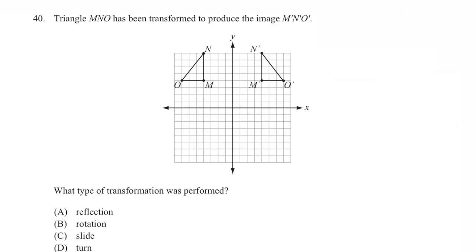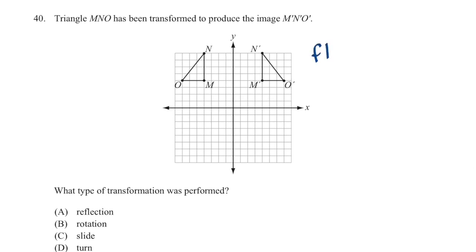For this one, you need to decide what transformation was performed. Pause the video and try it now. For this one, we can see that the triangle was flipped over the y-axis. So that means it is a reflection. It is reflected over the y-axis, making the answer choice A.